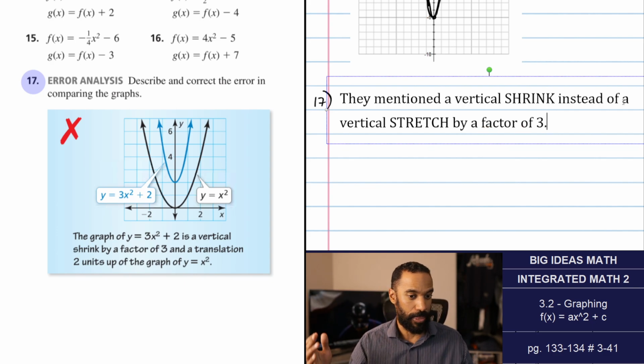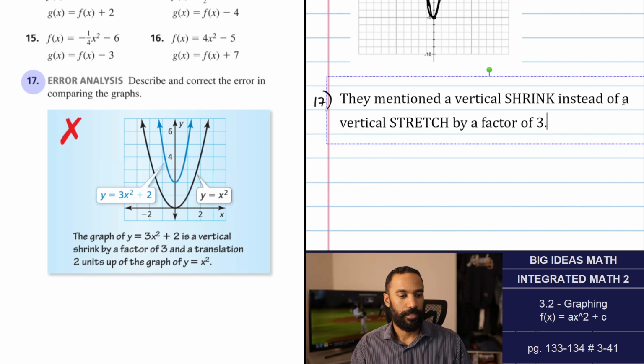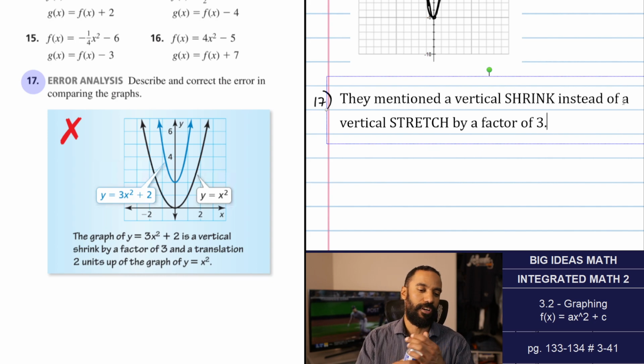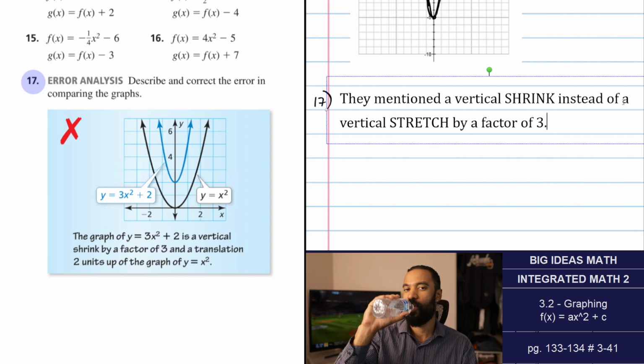The graph looks good, I think. They go over 1 up 3. Yeah, that all looks good. That all looks good. It's just a vertical stretch instead of vertical shrink.